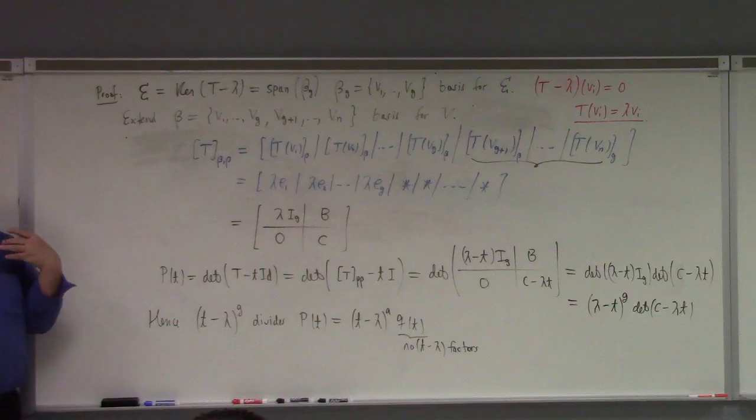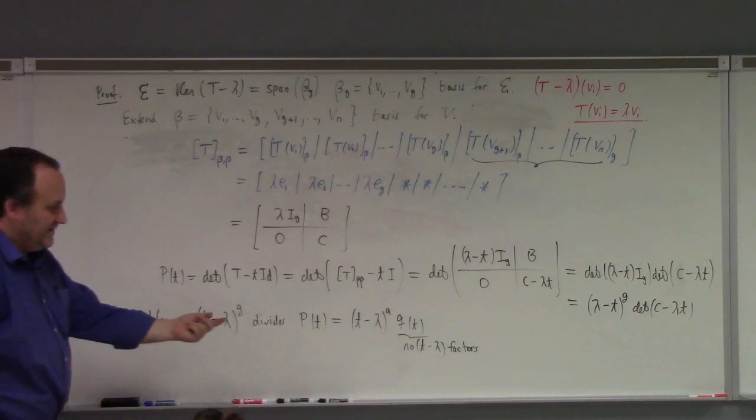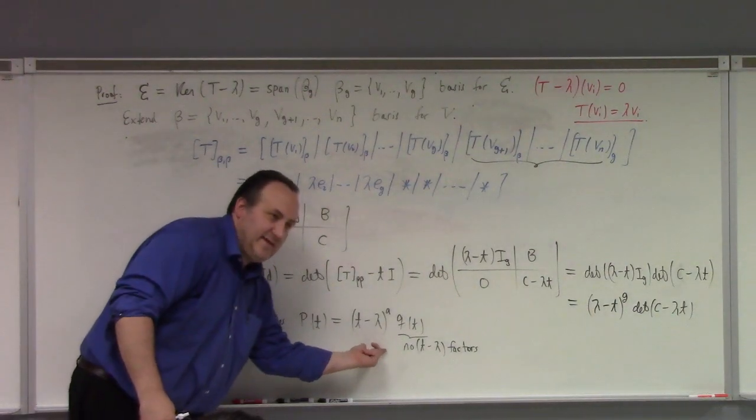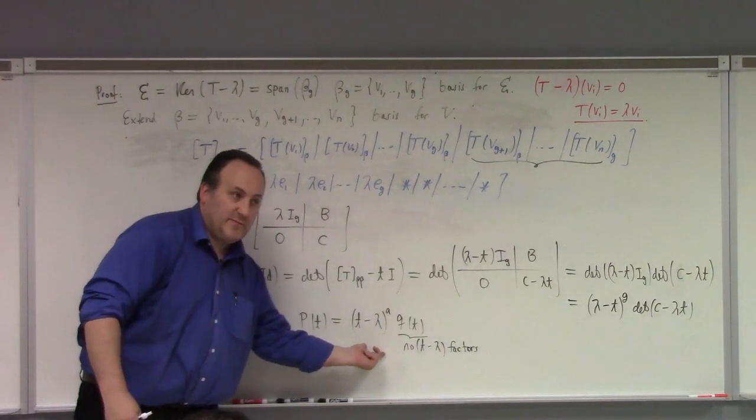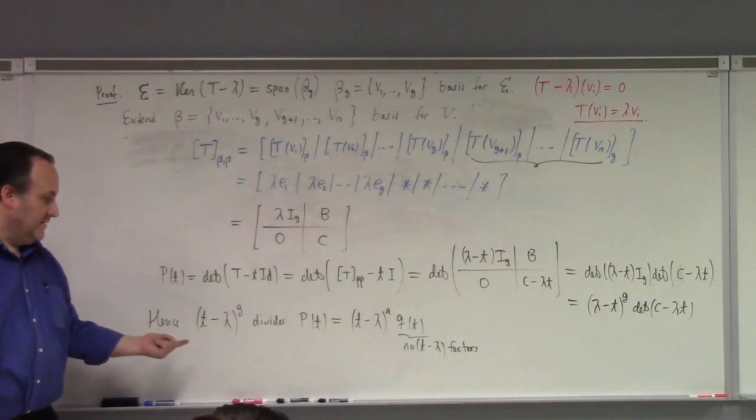When we say that we have algebraic multiplicity A, what does that mean? That means that the biggest T minus lambda factor you can factor out of the characteristic polynomial is T minus lambda to the power A. So this is the biggest possible T minus lambda factor you can fit into the characteristic polynomial. That's what we mean when we say lambda has algebraic multiplicity A.